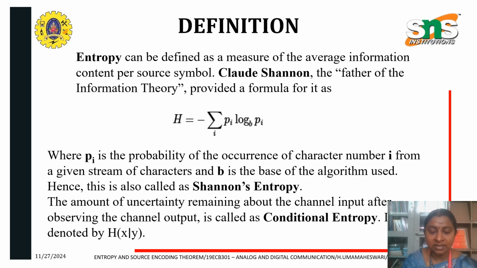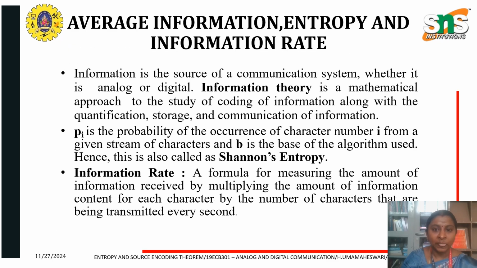The amount of uncertainty remaining about the channel input after observing the channel output is called conditional entropy. It is denoted by H(X|Y). Average information rate and entropy: information theory is a mathematical approach to the study of coding of information, along with the quantification, storage, and communication of information. This information is the source of a communication system, whether it is analog or digital. It might be anything.